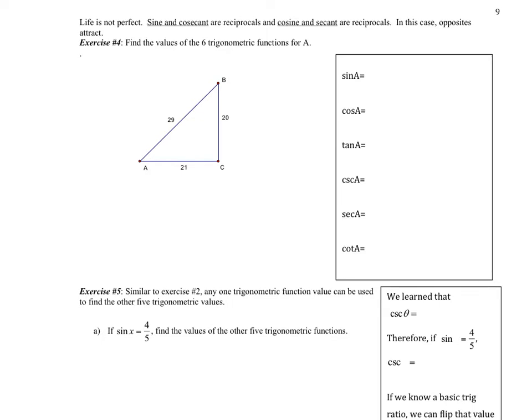In this picture, we have a right triangle already labeled. Why don't you pause the video and see if you can write down the values of all 6 trig functions with relation to angle A. Okay, so I'm just going to show you the way I would label them.